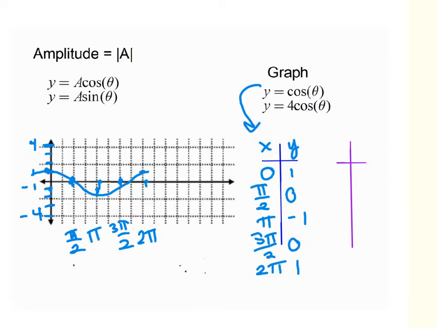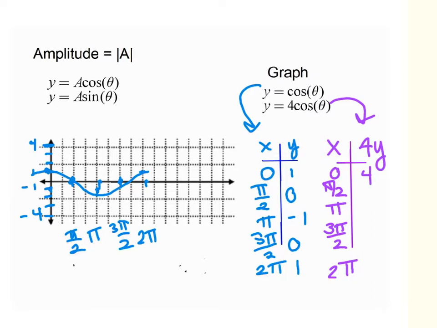Now I'm going to graph the next one, which is 4 cosine theta, and I think I can make purple. There we go, I got purple. So for this one, my rule: anything inside is opposite, so the x's are going to stay the same. Anything outside, which is the 4, is going to go to the y's. So 4y. I'm going to copy down my x's: 0, pi over 2, pi, 3 pi over 2, and 2 pi. And I'm going to multiply all of my y's by 4. So 4, 0, -4, 0, 4. And I'm going to graph this one here.